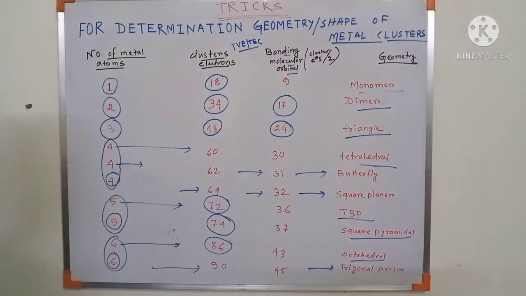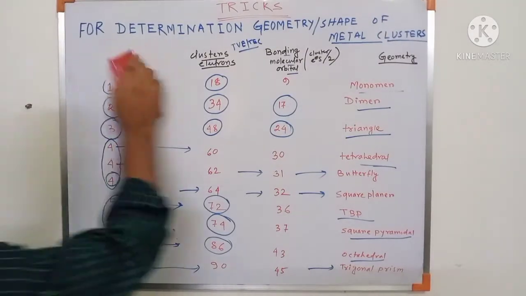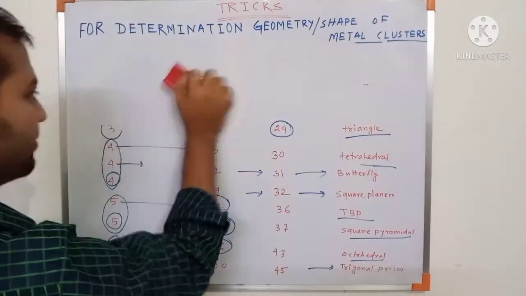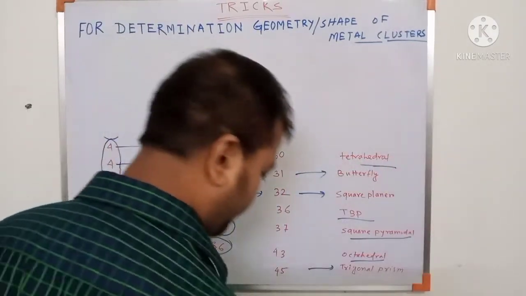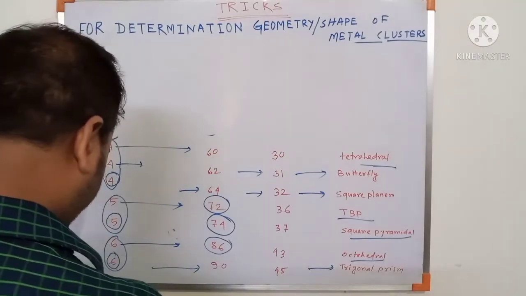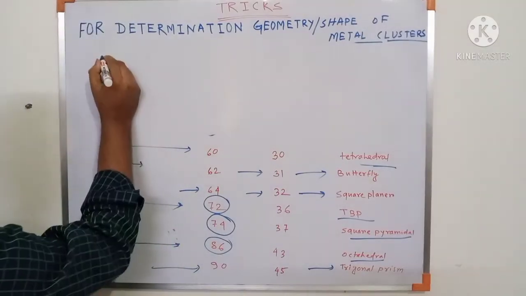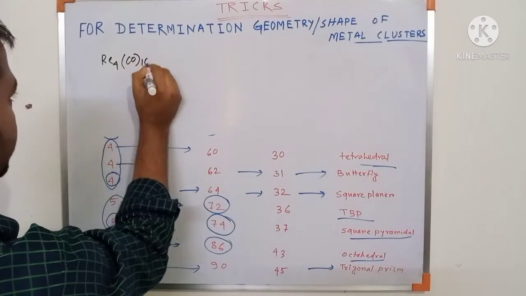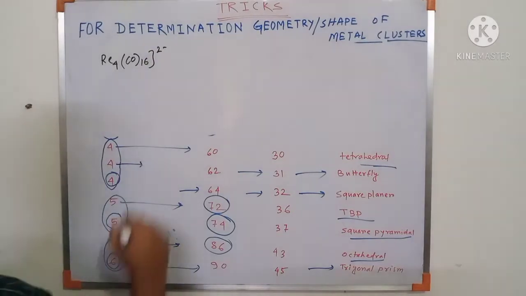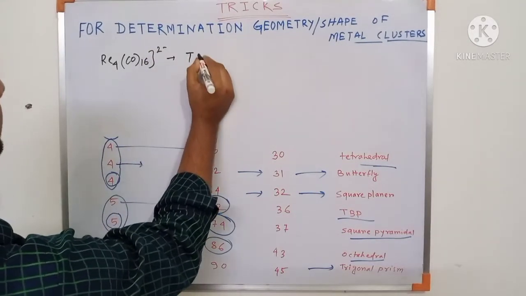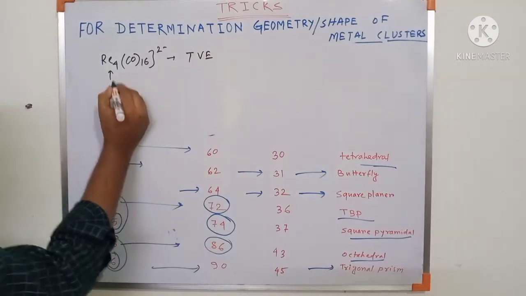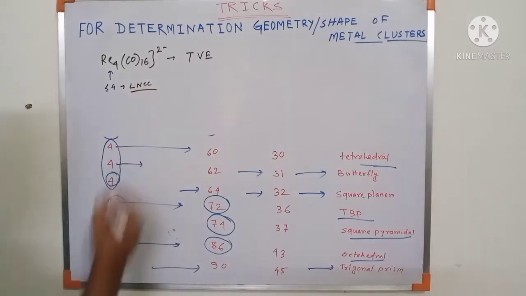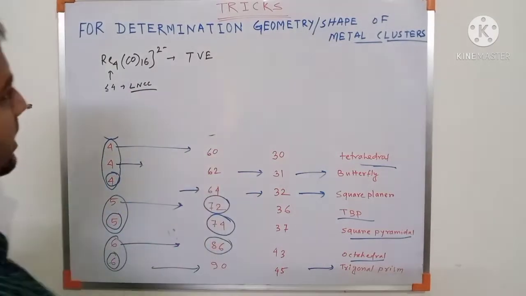Next, I will discuss an example: Re4(CO)16 2 minus. First calculate the total valence electrons. Because the number of metal atoms is less than or equal to 4, we know this is a lower nuclearity carbonyl cluster. So first I use the total electron count method.